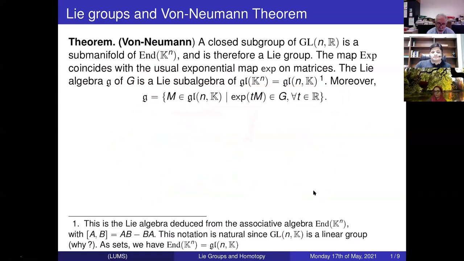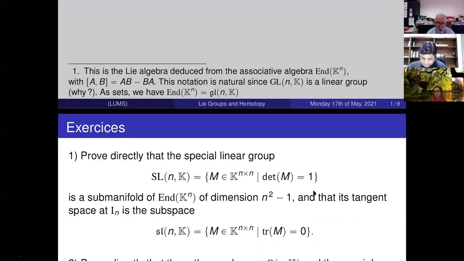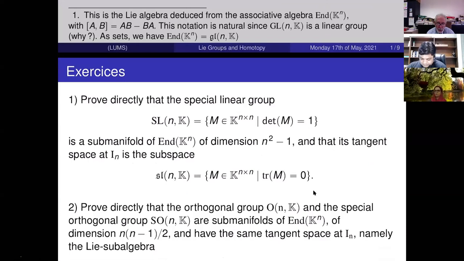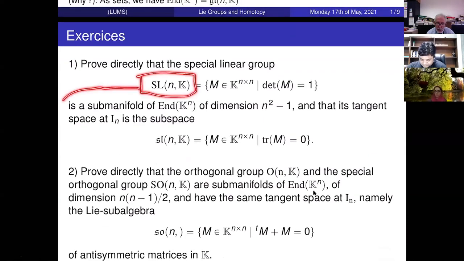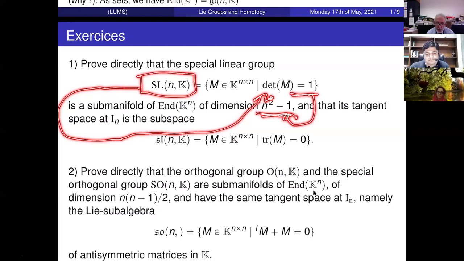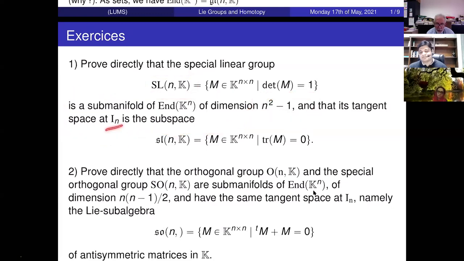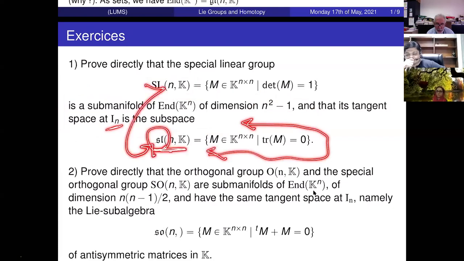So now I give you two examples. If I look at SL(n,K), it's the set of all matrices of determinant 1. It's a good exercise in elementary differential geometry to prove that this set is a submanifold of dimension n squared minus 1. We have just one condition, so we lose one dimension, and its tangent space at the identity is the set of matrices of trace 0, which is denoted by the small gothic letters sl, the Lie algebra.